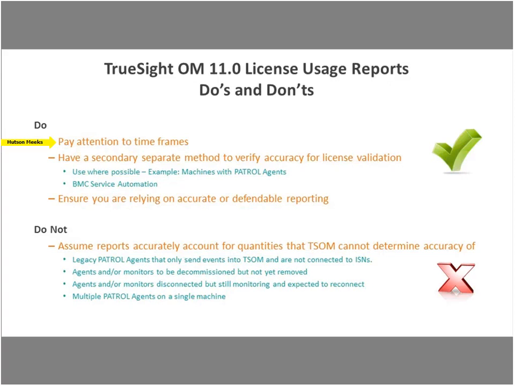Also, we recommend that you have a secondary separate method to verify accuracy for licensing validation where possible. This isn't going to apply to every single scenario and situation. I'll explain why I'm throwing this on the slide in a moment down here in the do not stuff. But basically where possible, so for example, machines with patrol agents on them, and you may already be doing something like this, leverage BMC server automation. I misspelled that. It should be server automation, not service automation.